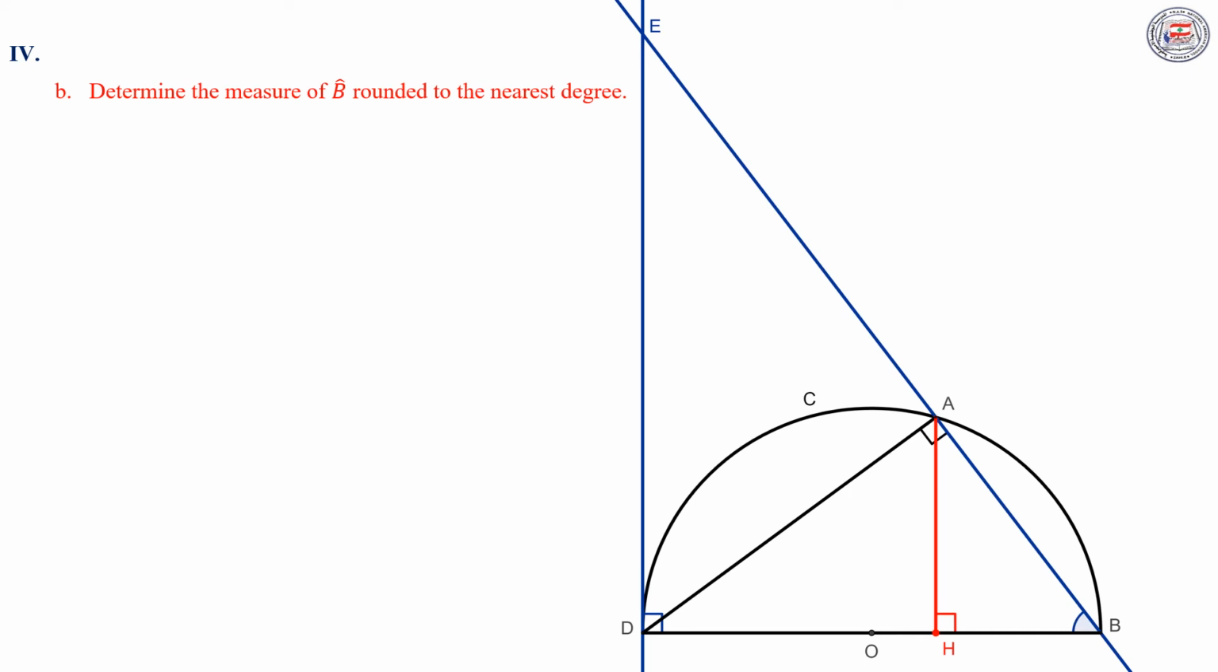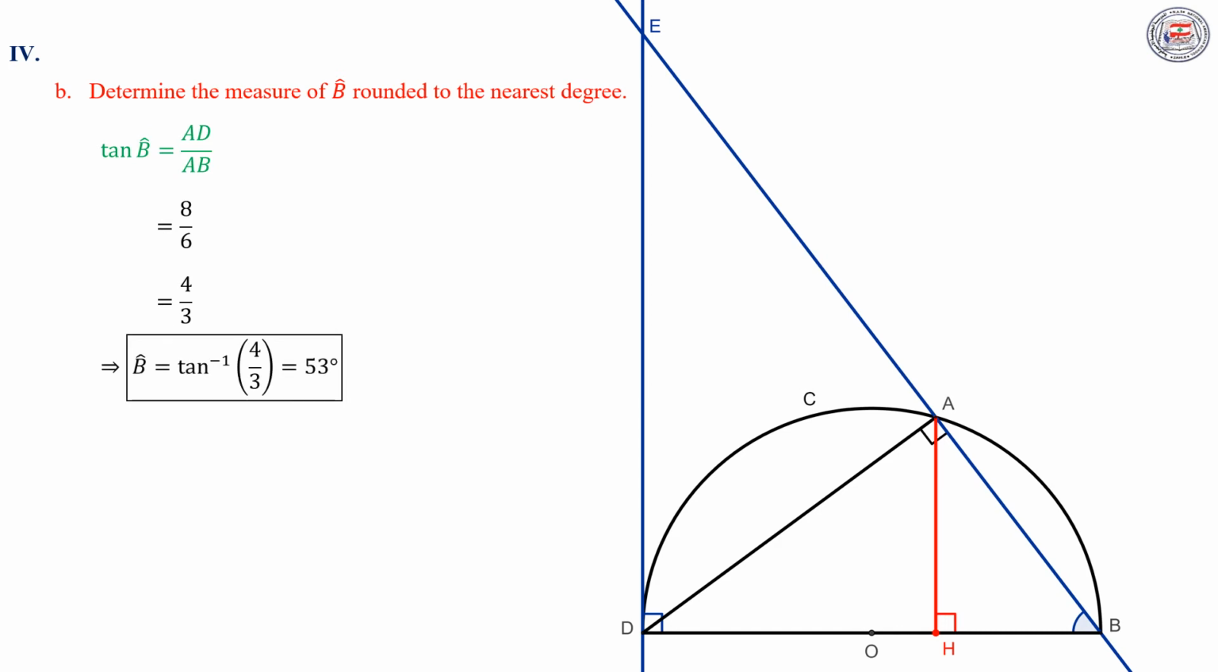In part B, determine the measure of the angle B rounded to the nearest degree. From part A, we have tangent B equals AD over AB, then tangent B equals 8 over 6 equals 4 over 3. Then, the measure of the angle B is equal to tangent minus 1 of 4 over 3 equals 53 degrees.